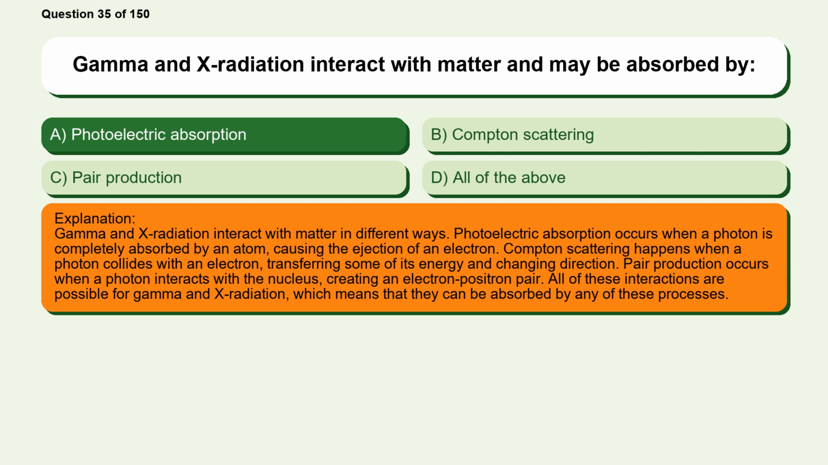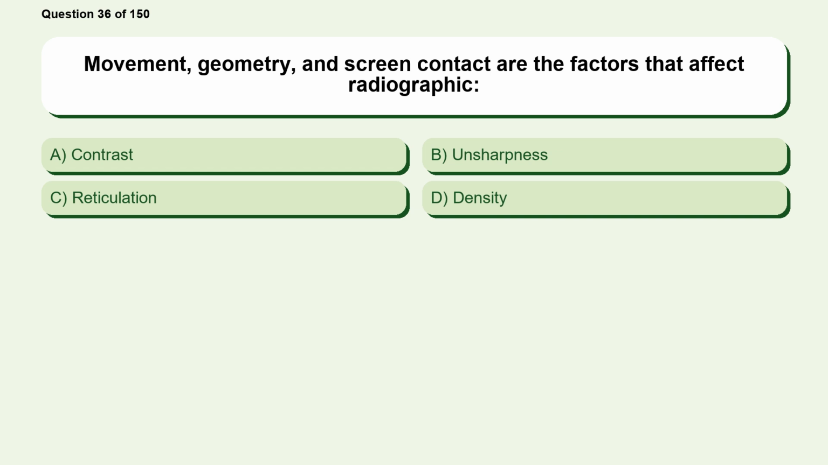Gamma and X radiation interact with matter in different ways. Photoelectric absorption occurs when a photon is completely absorbed by an atom, causing the ejection of an electron. Compton scattering happens when a photon collides with an electron, transferring some of its energy and changing direction. Pair production occurs when a photon interacts with the nucleus, creating an electron-positron pair. All of these interactions are possible for gamma and X radiation, which means that they can be absorbed by any of these processes.